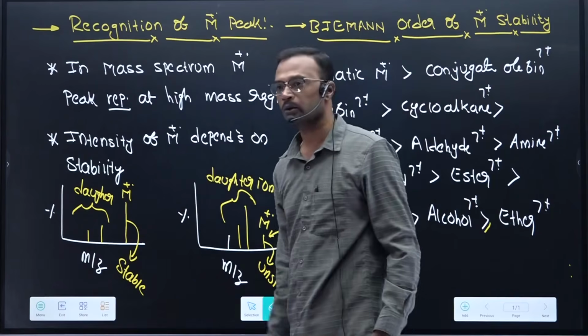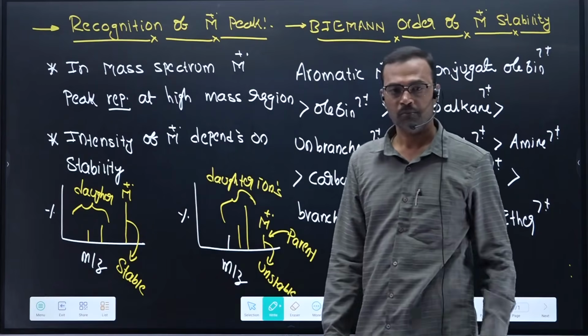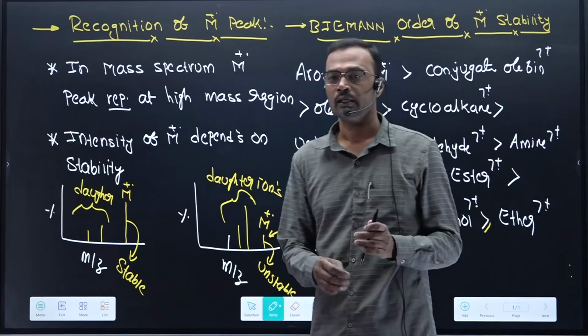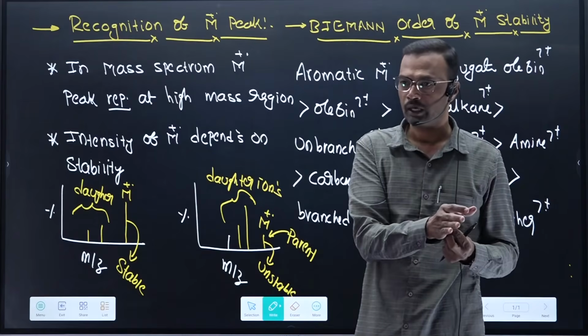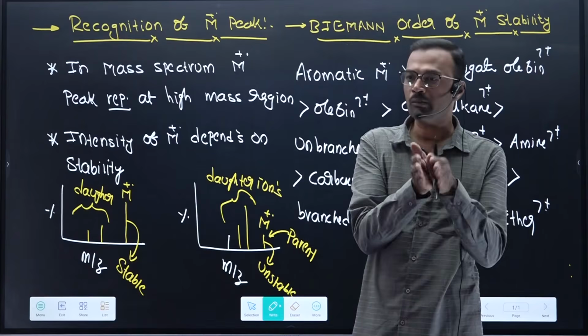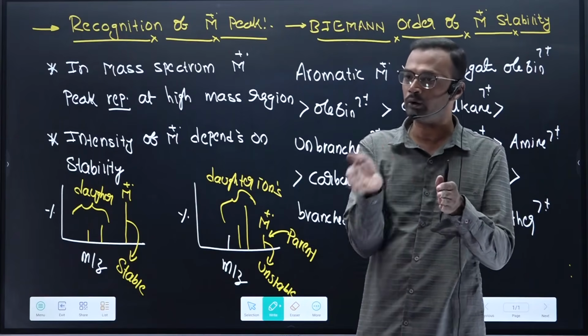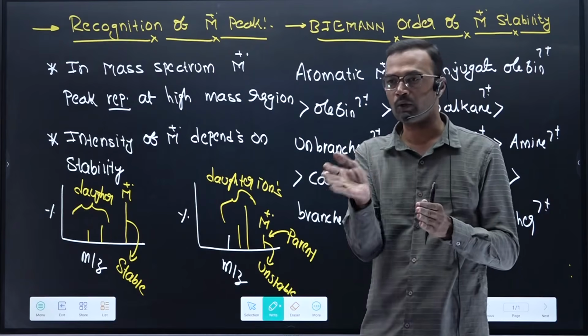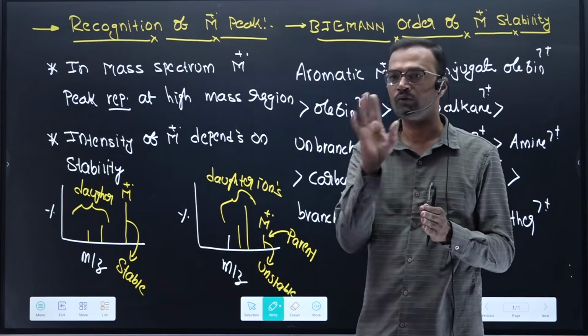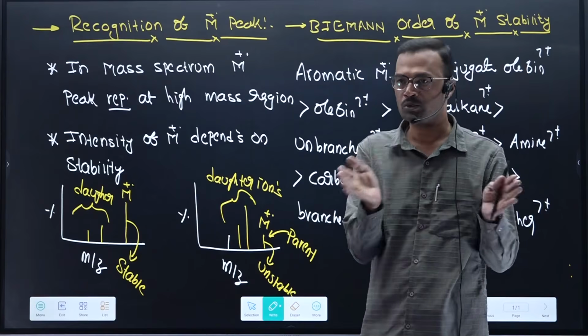Why is the last peak a molecular ion peak? Because we are taking a fragment with the help of a molecule. Right or not? When you take a molecule's m/z value and the molecular ion's m/z value, they are almost the same. Molecule and molecular ion, what is the difference? Only one electron, so the mass is almost the same.